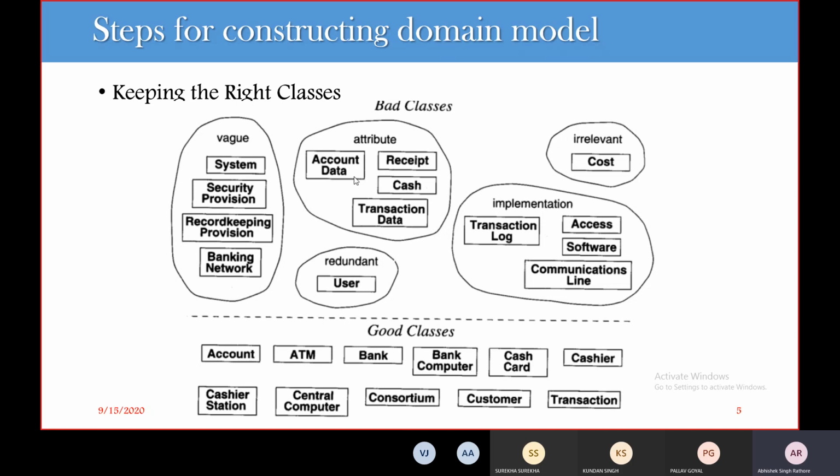So all these are usually nouns, but these are considered to be attributes instead of classes. As I mentioned in the last 5 or 10 minutes, not all these nouns reflect your classes; this might be an attribute. So account data, receipt, cash may not be a class. These types of data are considered attributes for your particular class, so we have to remove all those entities from our data.